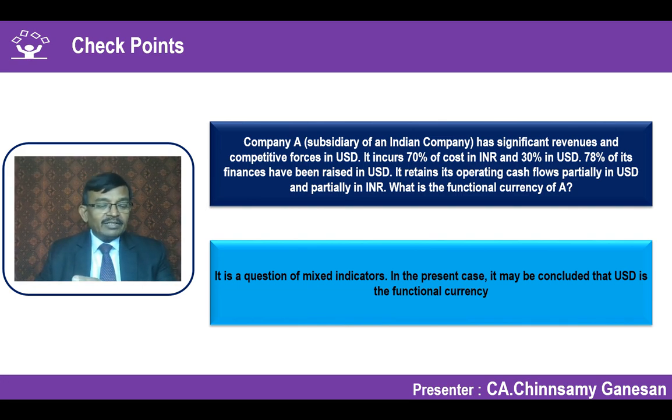But what we are trying to do here is we are not stopping at just the primary indicator. We are looking for supporting evidence in the secondary indicators. And we are also seeing what are all the other judgments which I have to apply. And in this case, the company will conclude that US dollar will be the functional currency.